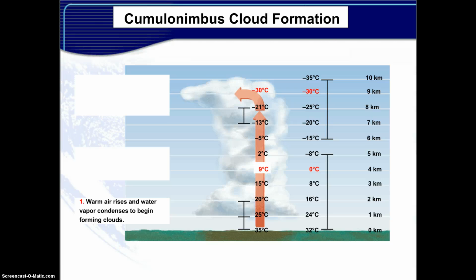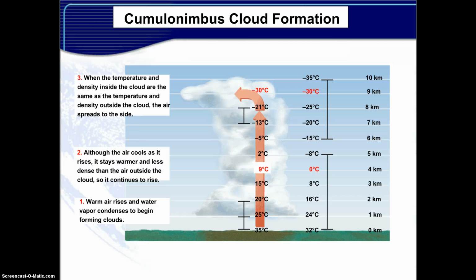So let's walk through this. This is a cumulonimbus cloud forming, and we're going to look at the different lapse rates. So we'll begin. Warm air rises and water vapor condenses to begin forming clouds. Next, although the air cools as it rises, it stays warmer and less dense than the air outside of it, so it continues to rise. So we get that column shape. When the temperature and density inside the cloud are the same as the temperature and density outside the cloud, the air spreads to the side. So then we get the anvil shape.